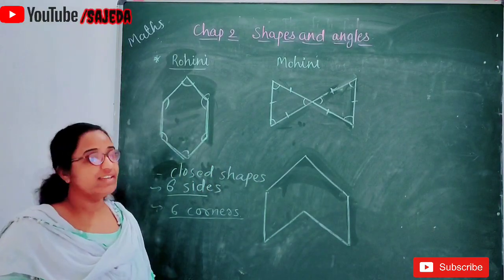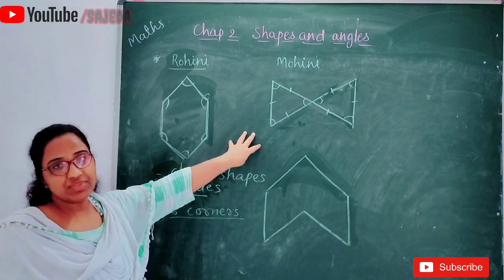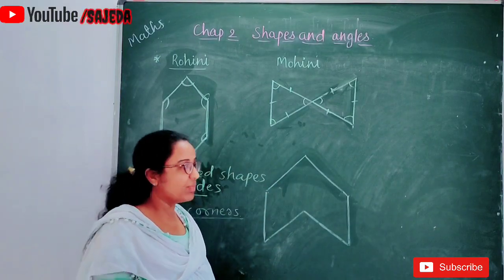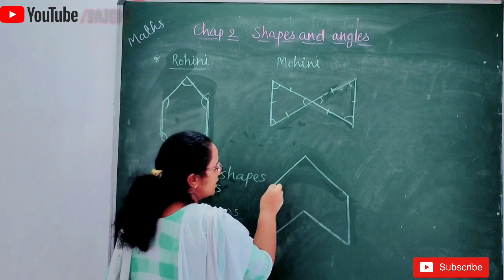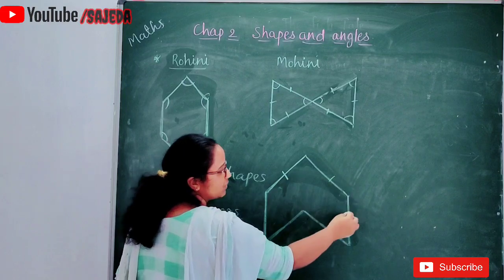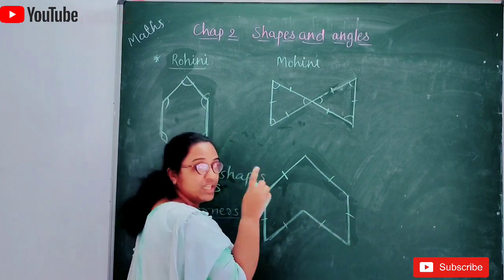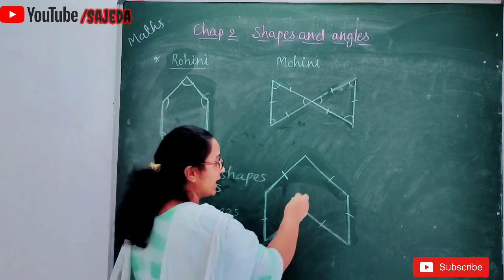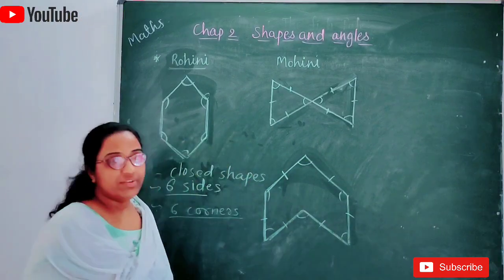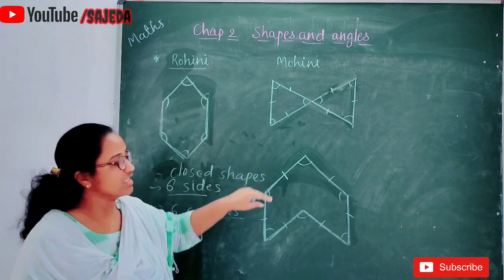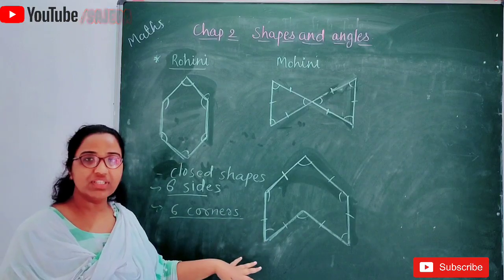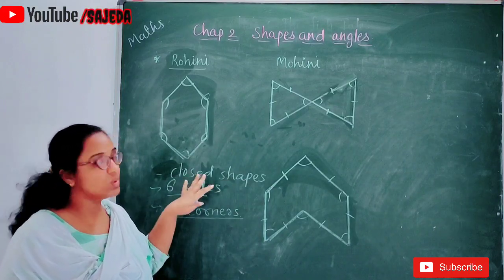But Shaila said that you have to draw the same shape. That's why Mohini once again tried to draw another shape. And secondly, she drew this shape. Now this shape also has 6 sides, 1, 2, 3, 4, 5, 6. It is also a closed shape and it has 6 corners also. Now you can see that all these three figures have 6 closed sides, 6 corners and these 3 are closed shapes.